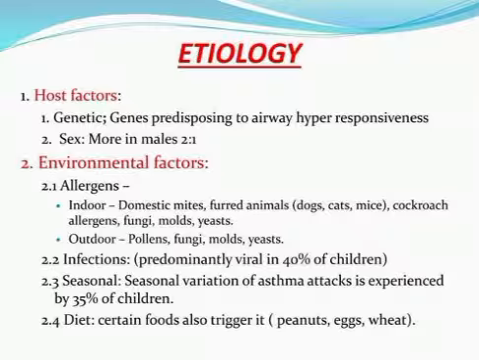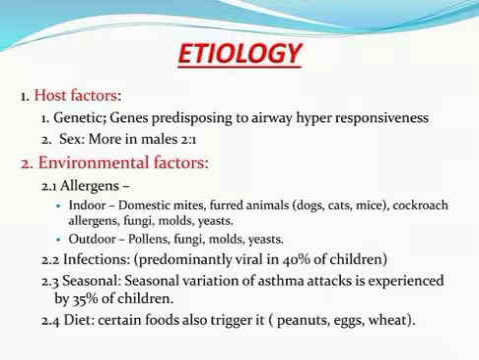Next, sex means both genders. In both females and males, males are more prone to asthma. And the next one will be the environmental factors. Environmental factors include allergens. Allergens means irritants which may cause allergic reactions. They may be indoor and outdoor. Indoor means domestic mites, furred animals like dogs, cats and mice, cockroach allergens and fungi, molds. These are the indoor allergens which may cause asthma.